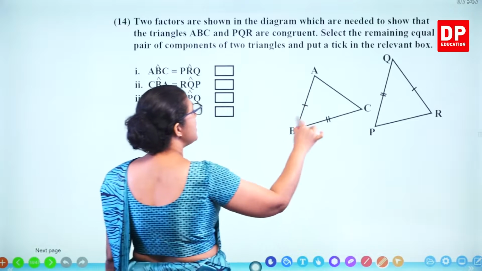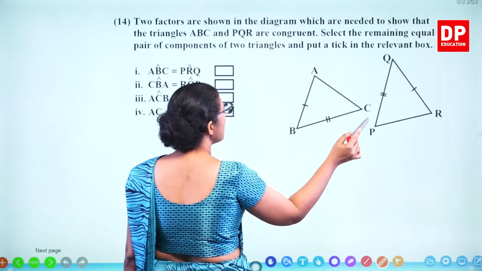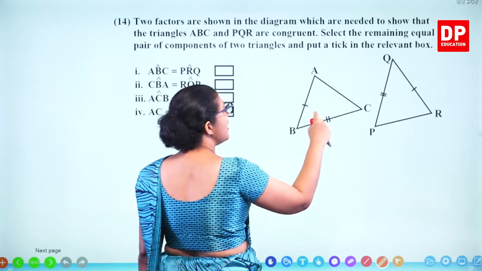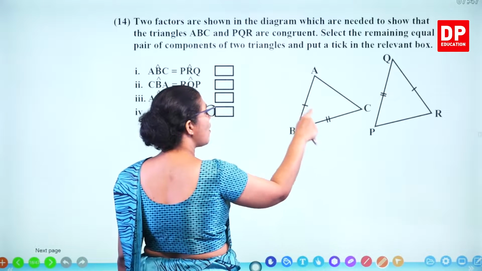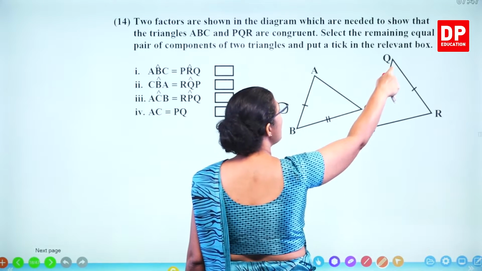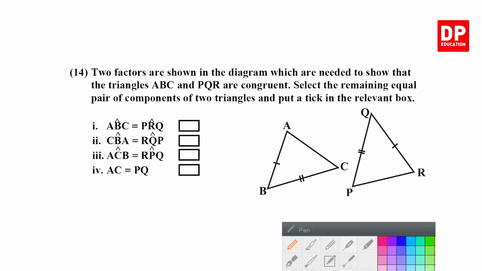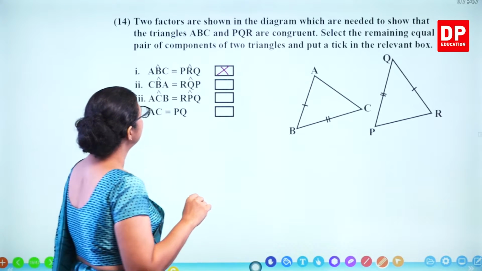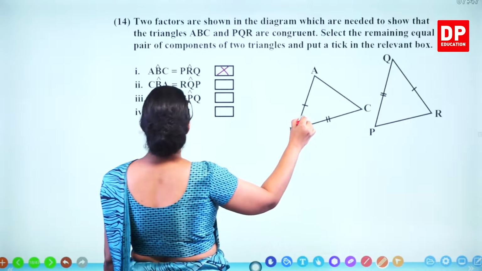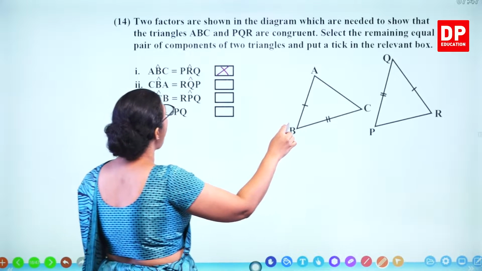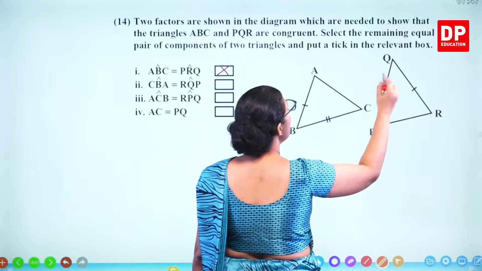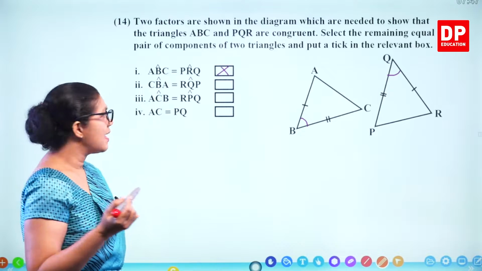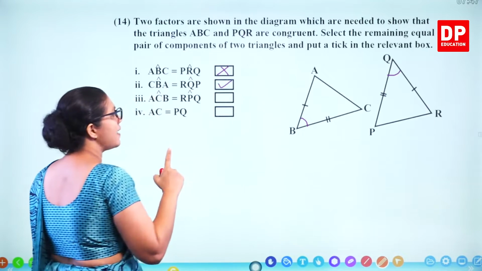Angle ABC is PRQ. Here not equal, because if you take this angle is the included angle of these two, then this should be equal to the Q angle, not R. So this is not possible. CBA, this angle is equal to RQP. RQP, that's correct, because can you see? Included angles are equal. Then it's congruent. SAS.